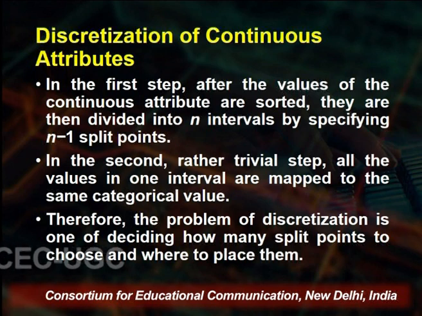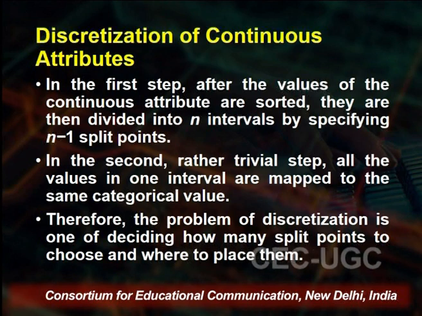So the problem of discretization is that of deciding how many split points to choose and where to place them. You have data from minus infinity to plus infinity. Now how do you choose, how do you divide this data into equal split points? You can do it using various approaches, but the main focus will be to choose the number of split points and to place those split points.